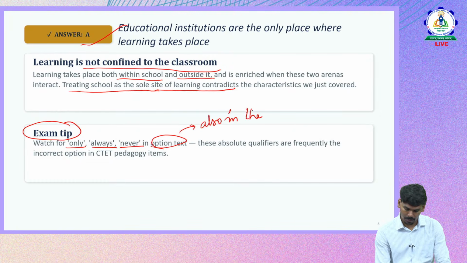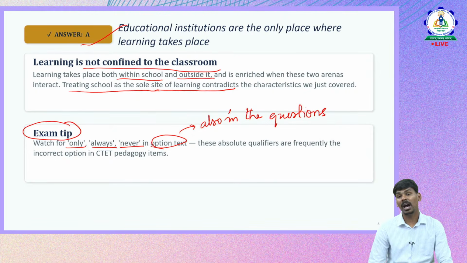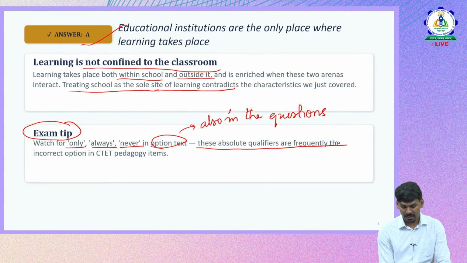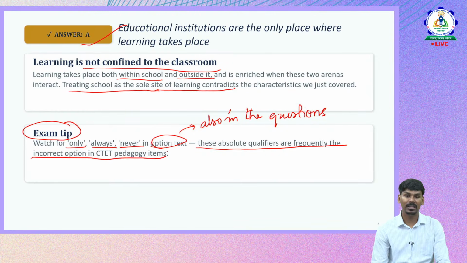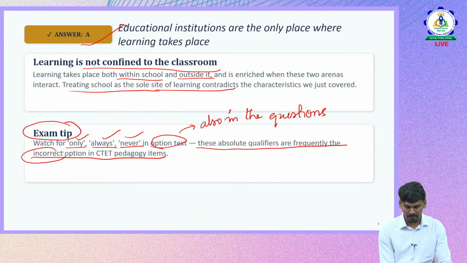Also in the questions. Because these are called distractors and they are specifically placed to confuse you. They want to see how carefully you are reading. So these absolute qualifiers are frequently incorrect options in CTET pedagogy items. The terms only, always, never, you have to be very careful when you see them, not only in options but also in the question. When they are given in an option, they frequently qualify as options that are incorrect in CTET.